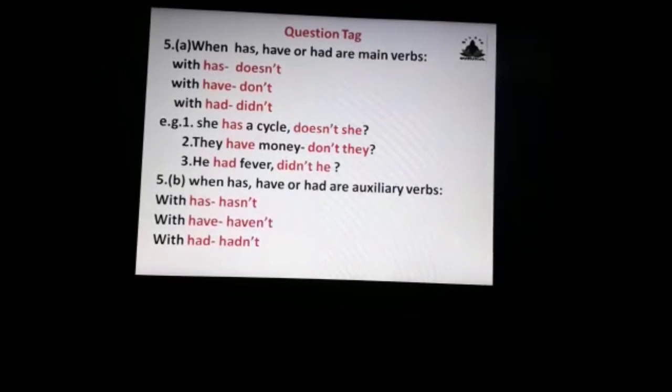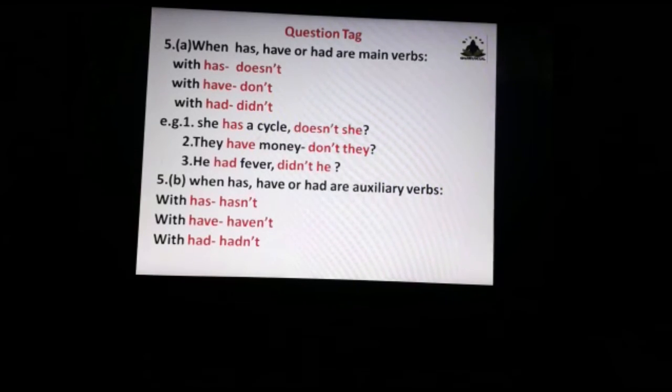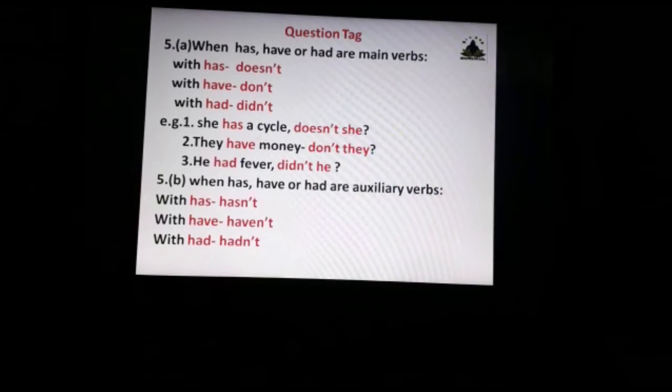Next rule number 5b. Now when has, have or had are used as auxiliary verbs, that means they are not used as main verbs. This is very important, children. Okay, remember when they are not used as main verbs, then with has we will use hasn't, and with have we will use haven't, and with had we will use hadn't.